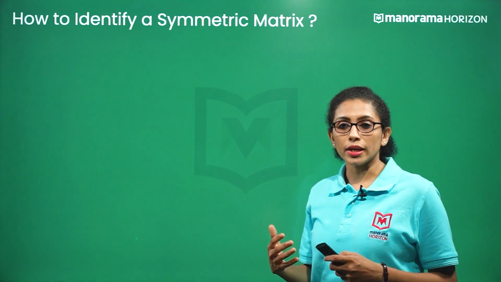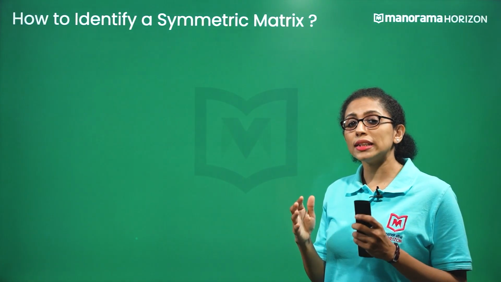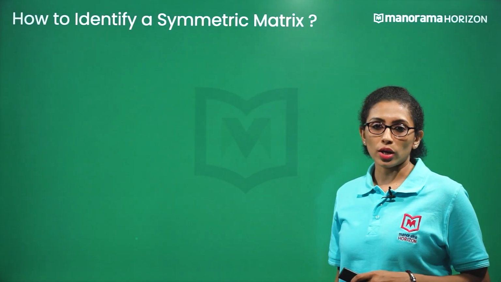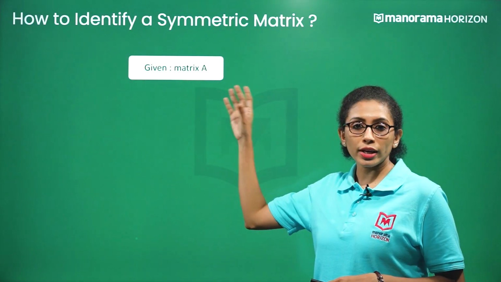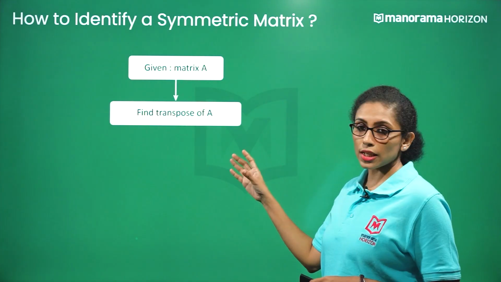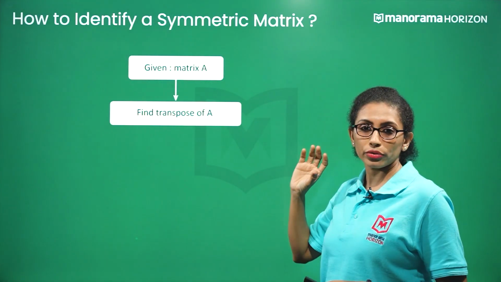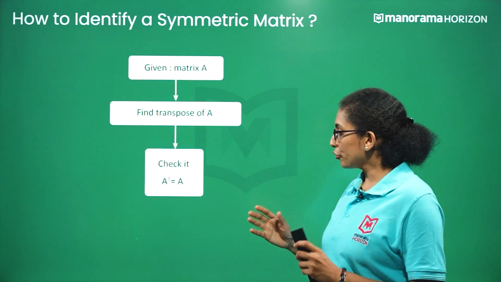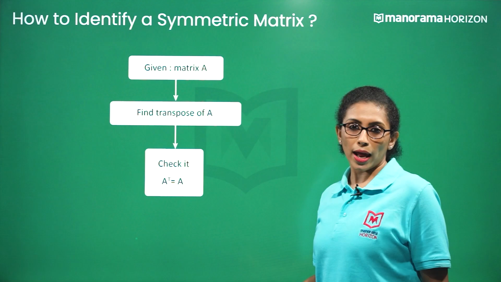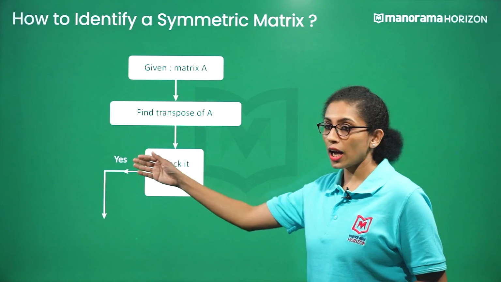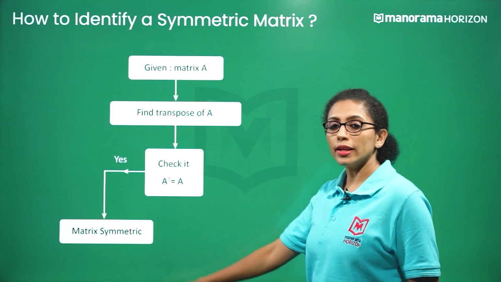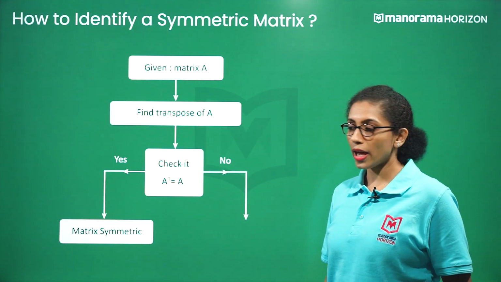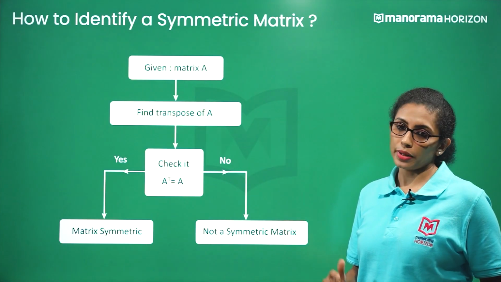Now, when you get a question, how will you identify whether the given matrix is a symmetric matrix or not? Here is a flow chart. Suppose you are given a matrix A. The first step is to find the transpose of the given matrix. The second step is to check if A transpose is equal to A. Now, if they are equal, we can say the given matrix is a symmetric matrix. Else, you can say the matrix is not a symmetric matrix.